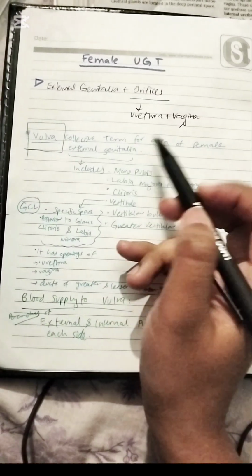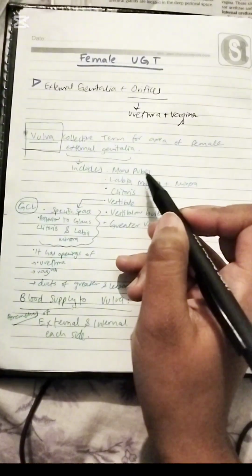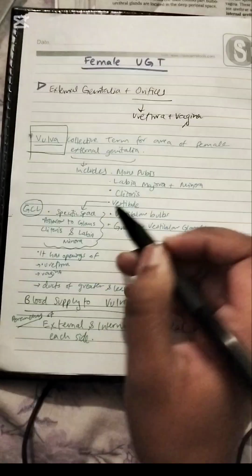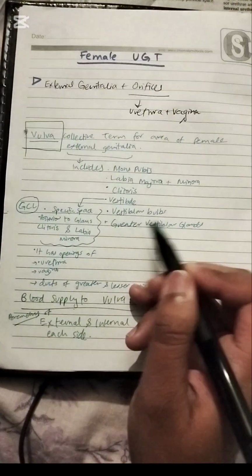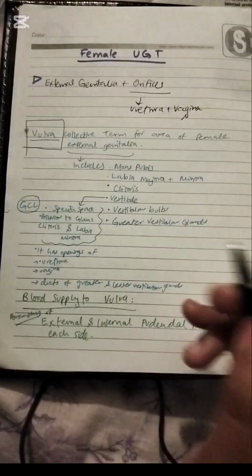Vulva is a collective term for the entire area of the female external genitalia. It includes the mons pubis, the labia majora, the labia minora, the clitoris, the vestibule, vestibular bulbs, and the greater vestibular glands, which correspond to the male bulbourethral glands.